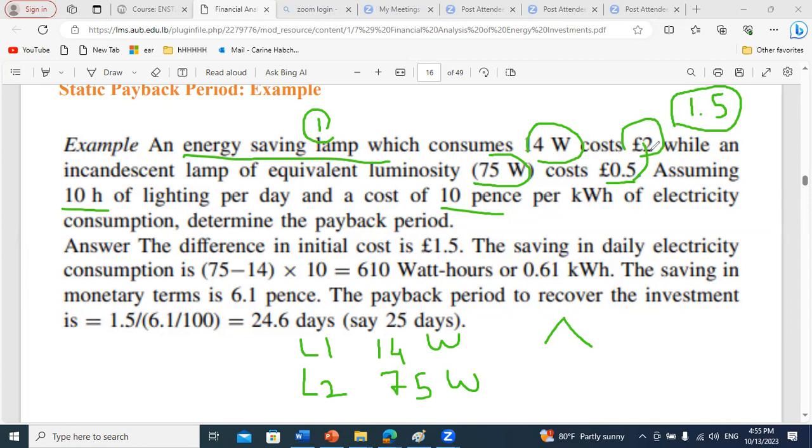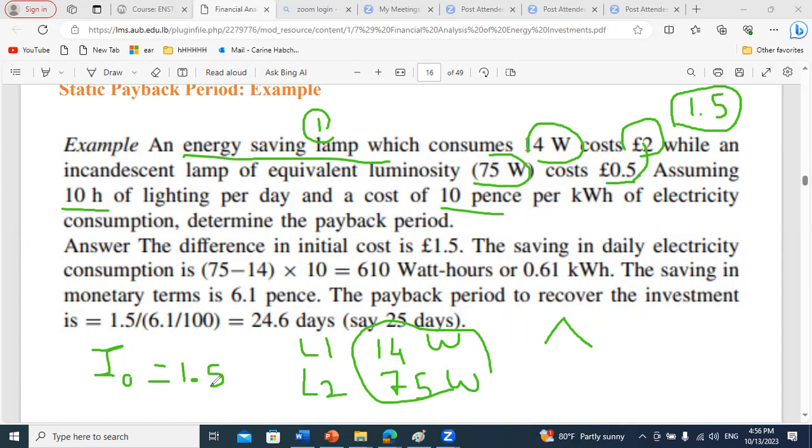I need to determine what is the payback period in order to compensate this difference. So I should take into consideration the reduction in the electricity bill. Because of the reduction in power, if I use lamp 1, it's true that I should pay 1.5 pound more. So I can consider that my investment I0 is equal to 1.5 when comparing the two approaches.